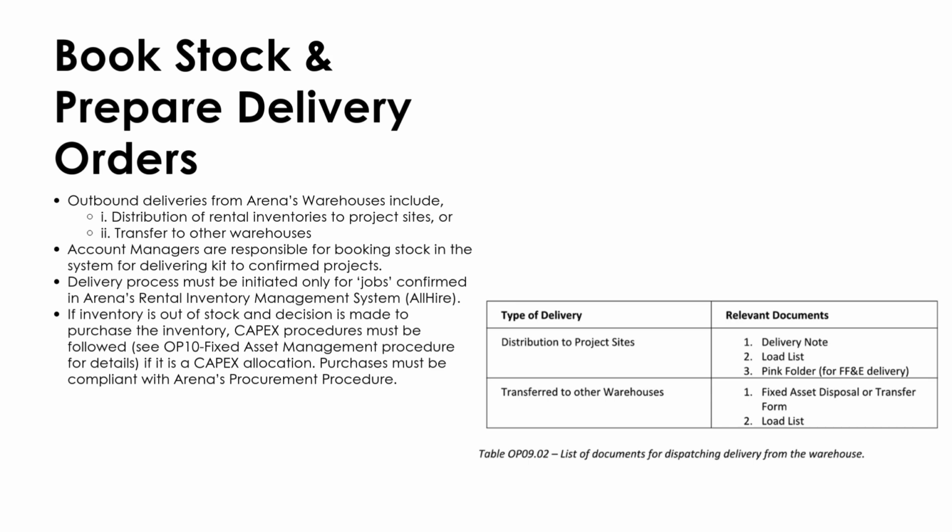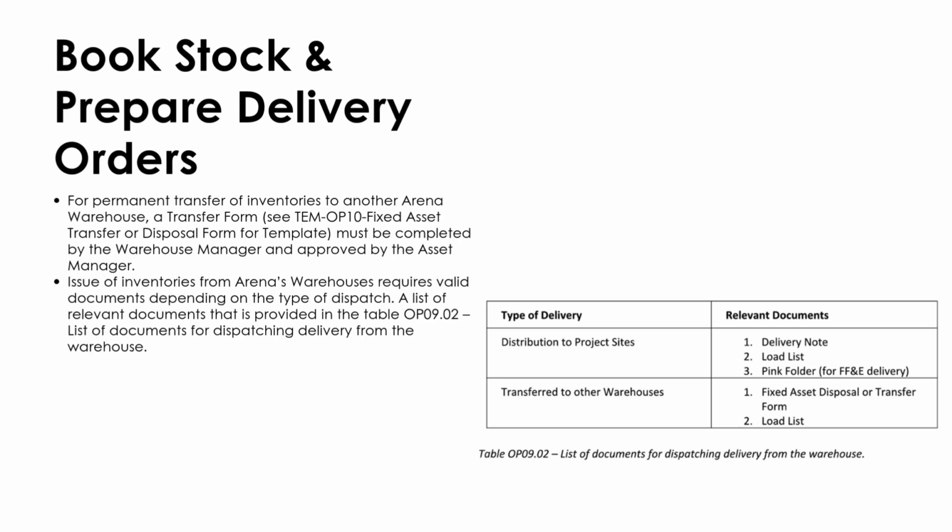If inventory is out of stock and a decision is made to purchase the inventory, CAPEX procedures must be followed if it is a CAPEX allocation. Purchases must be compliant with Arena's procurement procedure. For the permanent transfer of inventories to another Arena warehouse, a transfer form must be completed by the warehouse manager and approved by the asset manager.